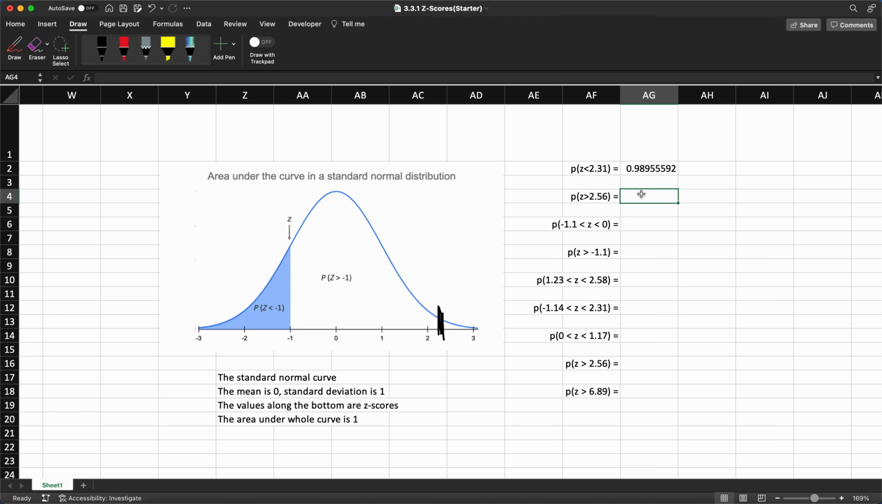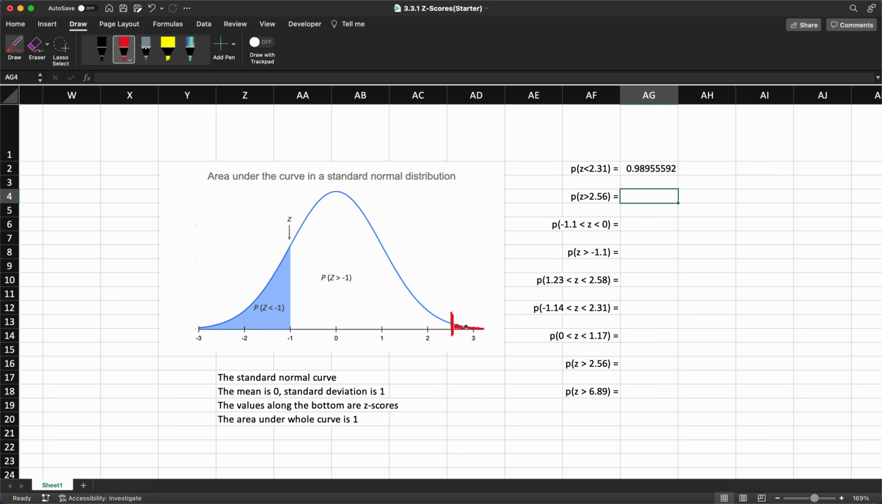Now we want to find the probability that we're greater than 2.56. So 2.56 is right around here. That's probably a little farther than I need to be, right about there. That's 2.56, and we want this area right here. So again, we know that the area up to 2.31 was 0.989. So that means this area is going to be small. It's going to be really small, because it's just this little bit off to infinity.